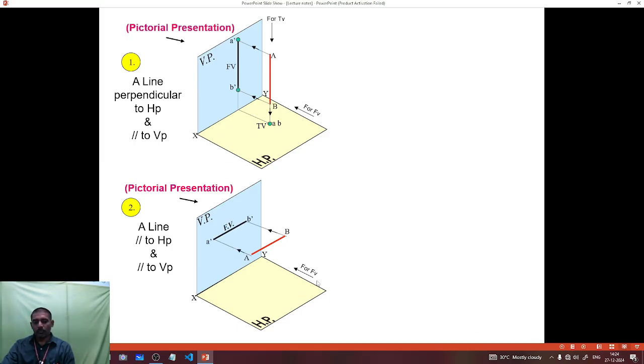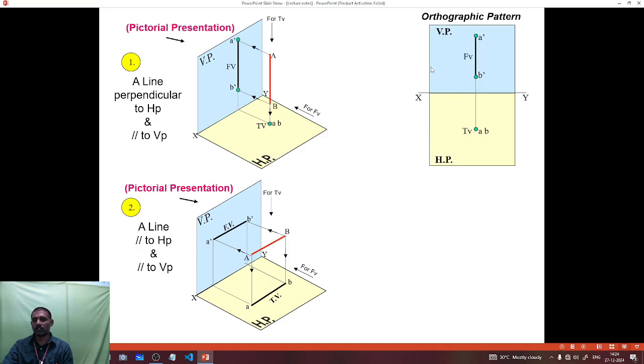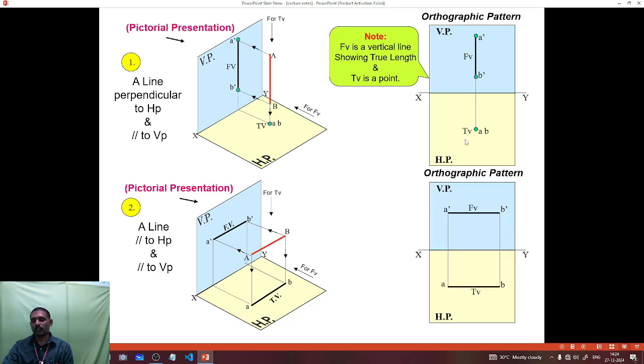Initially we apply the front view, so a dash and b dash are the projection of the front view. Next we apply the top view. This top view projection is located on the HP, which means this is A and B. This is a 3D view. How do we draw the pictorial representation, the photographic projection? This is a 2D image of the first case, and this is the second case.